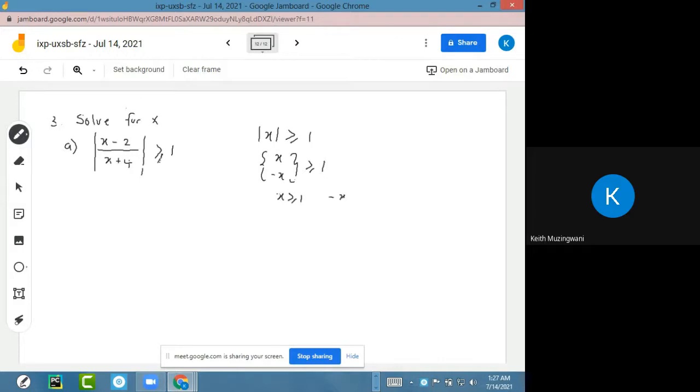We also have negative x greater or equal to 1. But we can divide the negative here. What we would get is x less than or equal to negative 1. So meaning that we will have two inequalities, this form and this form.